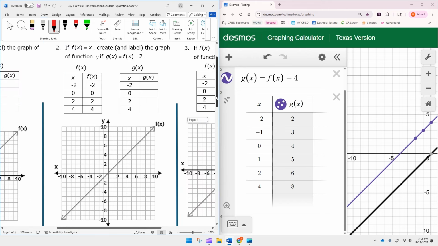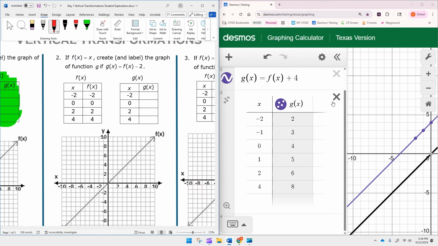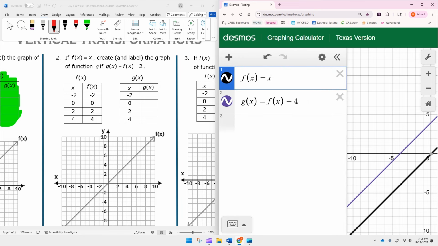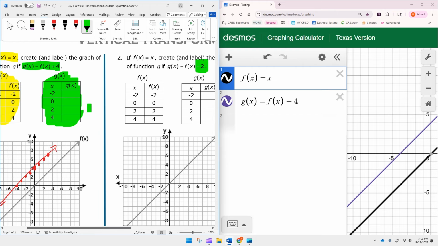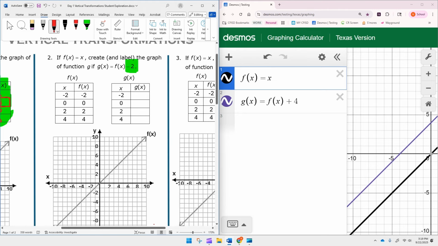Let's talk about the second question. So just like we did the first one, I'm going to take out my g of x equation. But the difference between this one is now we're shifting down. We also didn't do our table, but that's okay. All we're doing is plugging that in. So -2 plus 4 would give me 2. 0 plus 4 would give me 4. There's our y-intercept, 0, 4. 2 plus 4 is going to give me 6. 4 plus 4 is 8. Okay, we'll go ahead and continue number 2.